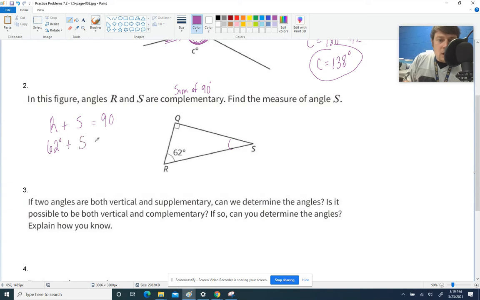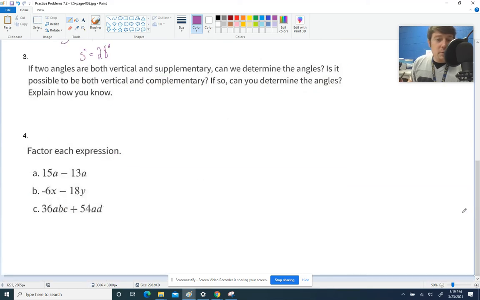And so our job is to find out how many degrees S is, similar to what we did with the 180, but this time our total is 90. So to find S, we are going to subtract 90 minus 62. Counting up, 8 would get me to 70, and 20 more would get me from 70 to 90. So 28 is the difference, and that is the number of degrees you would have here. And that's number 2.